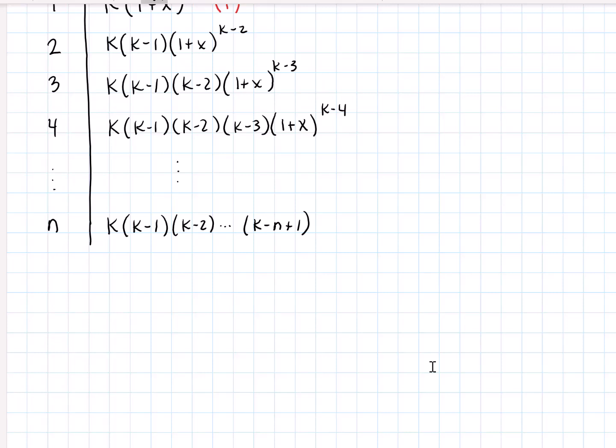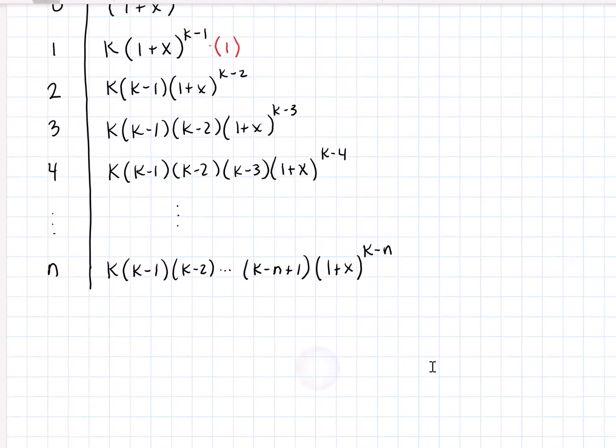We would be at k minus 4 plus 1, because we're really only subtracting minus 3 by the last one. So k minus n plus 1 times 1 plus x to the k minus n, because we've taken n derivatives here and applied the power rule n times. Okay. All right, so we have a pattern for what the nth derivative is going to look like.